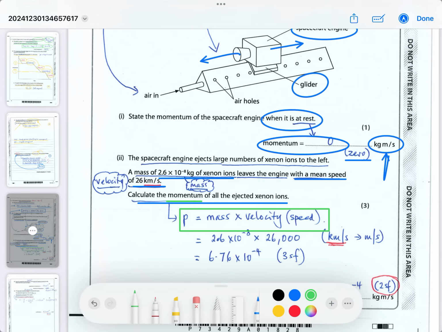So once we multiply the mass, which we've been given, 2.6 times 10 to the minus 8 kilograms, by 26 kilometers per second, we're going to change the kilometers per second into meters per second, so that's 26,000. You'll get a momentum of 6.76 times 10 to the minus 4. What's the units? Kilograms meters per second. So the units here, where I've given the answer to 3 significant figures, should be kilograms meters per second.